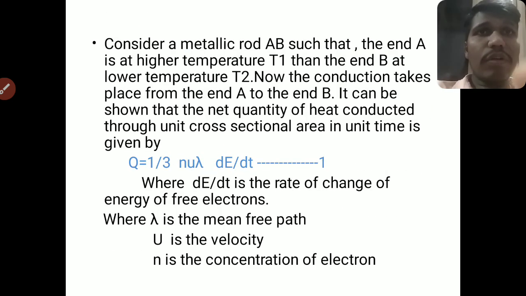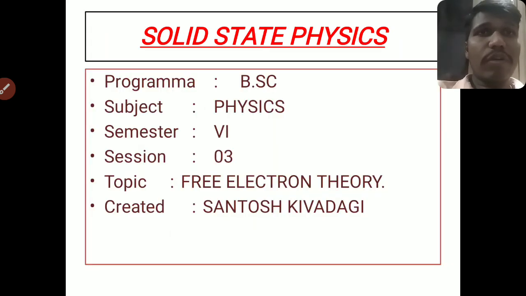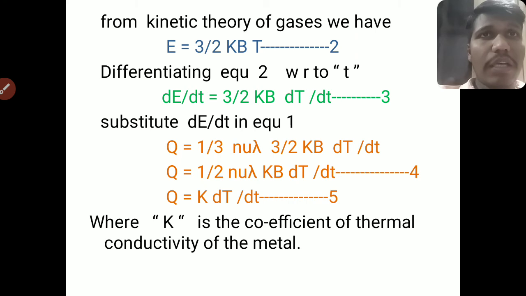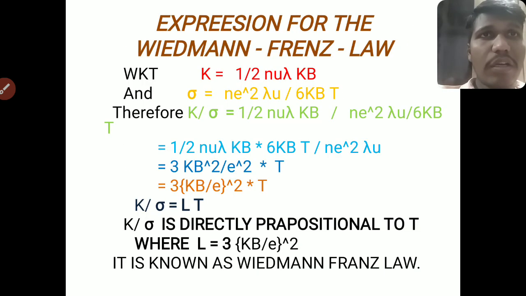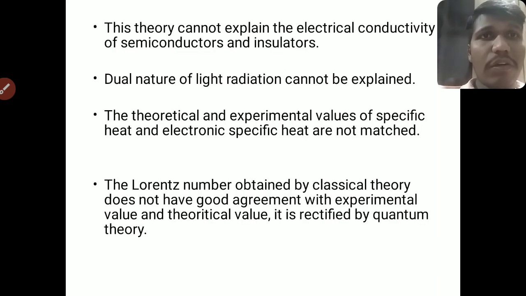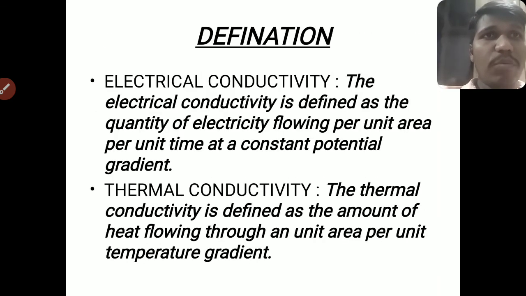So first of all, we know the expression for the first session using the free electron theory, where it is used and where it is not used, and the basic concept of free electron theory in solid state physics. The second session is the expression for electrical conductivity, and the third session is the expression for thermal conductivity and the Wiedemann-Franz law, drawbacks of classical free electron theory, and some important definitions.